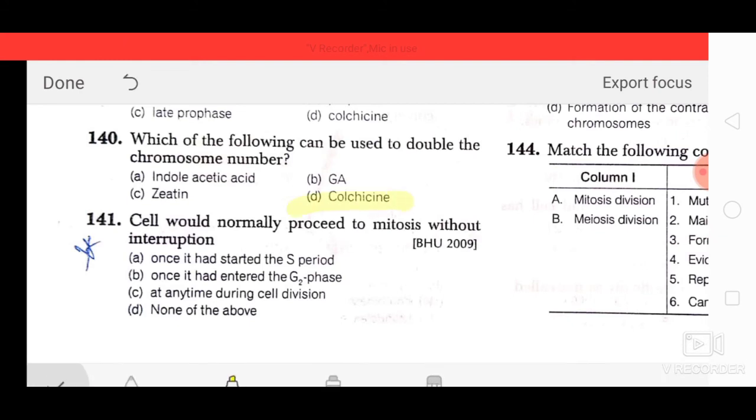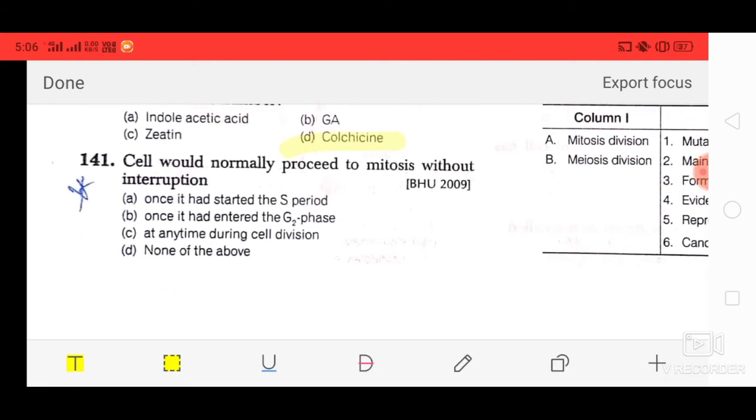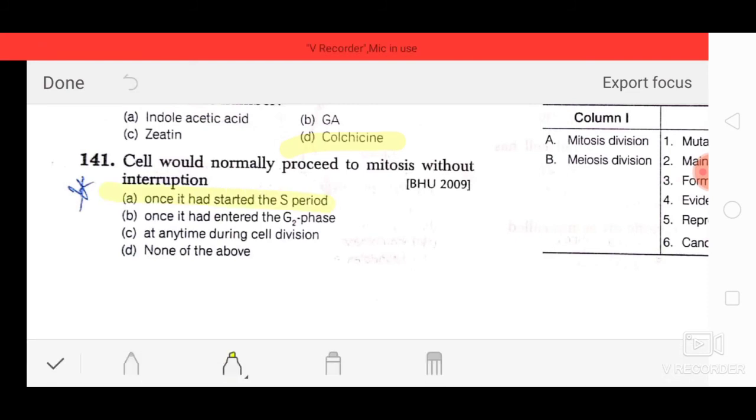Next is, a cell would normally proceed to mitosis without interruptions. Options are A once it has started the S period, B once it has entered G2 phase, C at any time during cell division, and D none of the above. And the correct answer of this question is option number A, that is once it has started the S period.